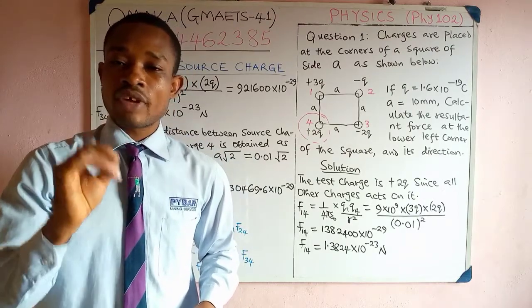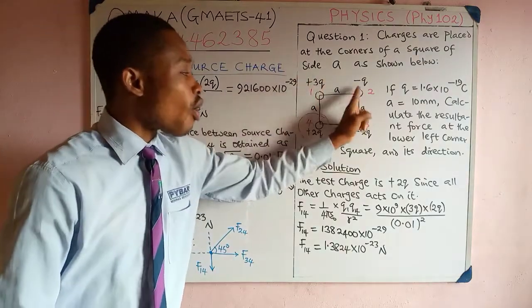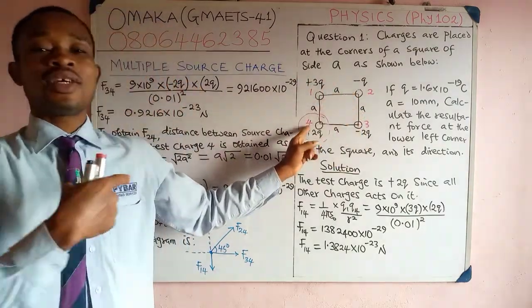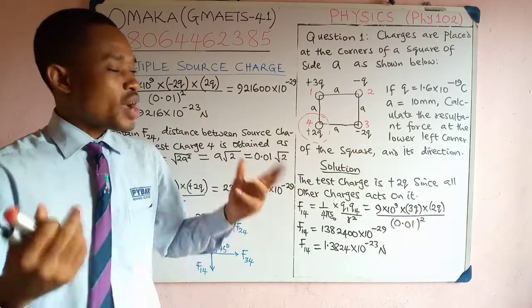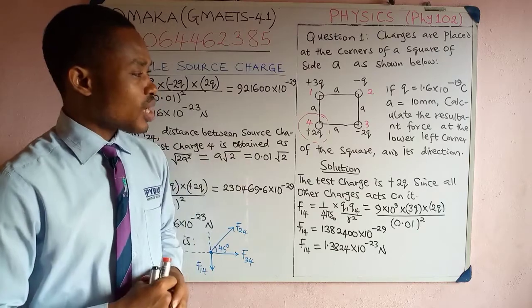Use Coulomb's law of electricity one at a time to calculate the force between one of these source charges and this test charge. When you are done, you resolve and add vectorially. Is that okay? Now let us quickly look at how we go about it.